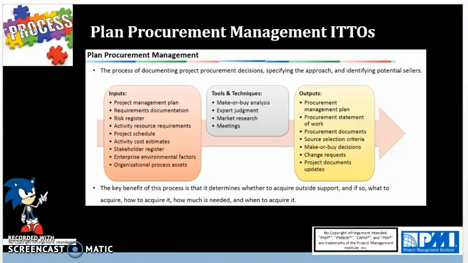The output of this process is going to be the Procurement Management Plan, which is a subsidiary plan of the Project Management Plan, which details out the types of contracts used and risk management issues. Then you have an output of Procurement Statement of Work, which is analogous to the Statement of Work for the project, which we did in scope planning.